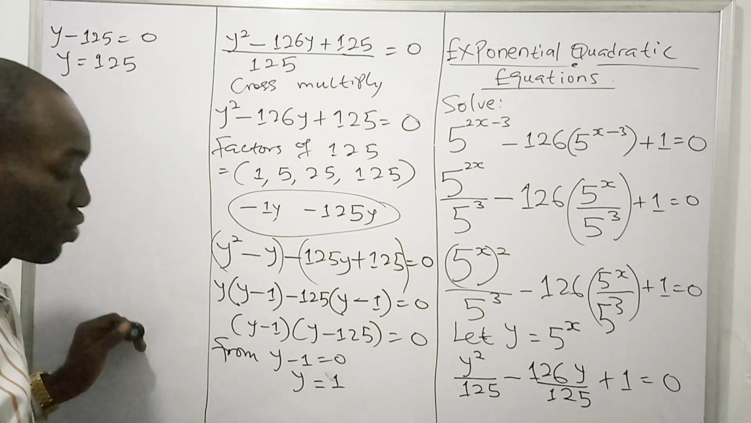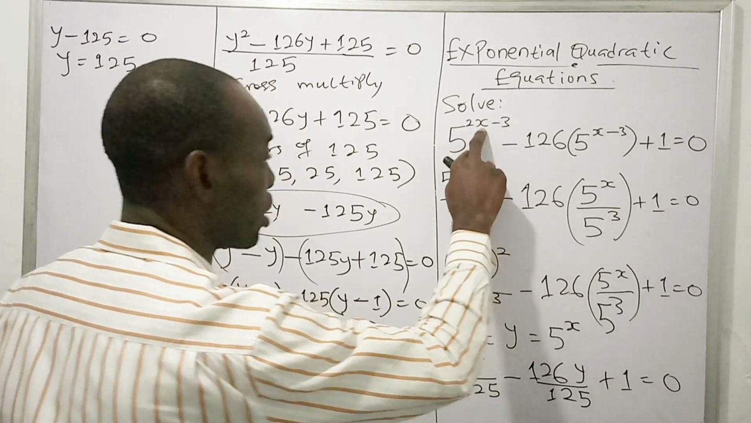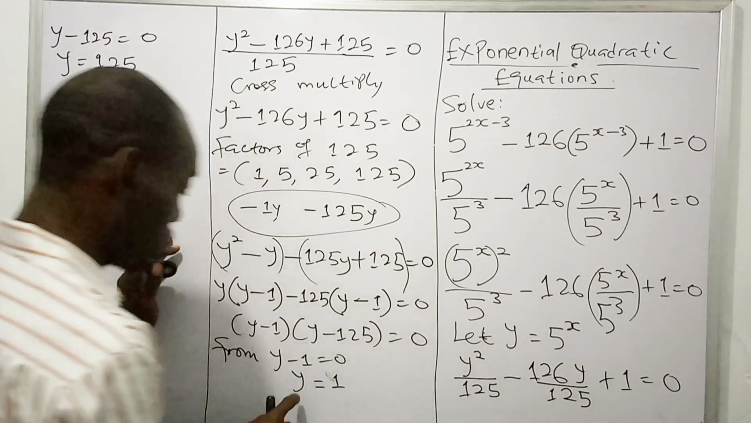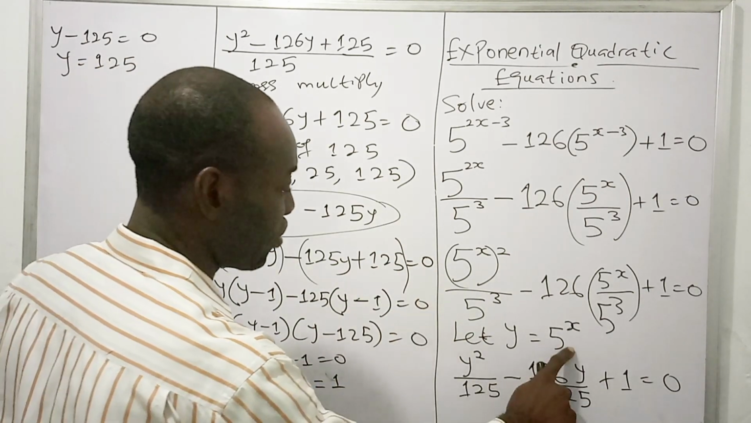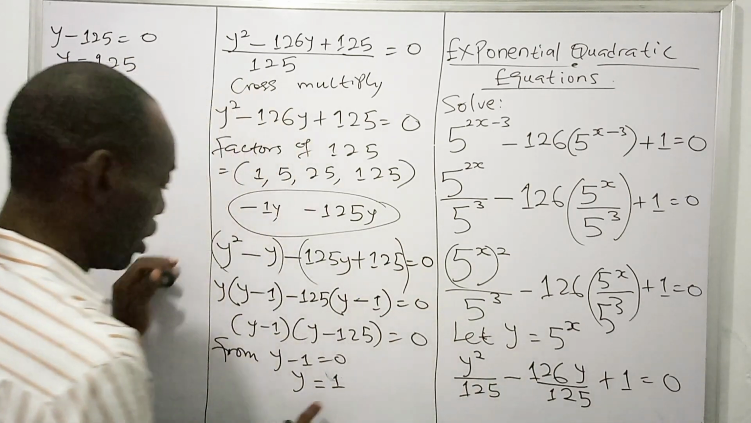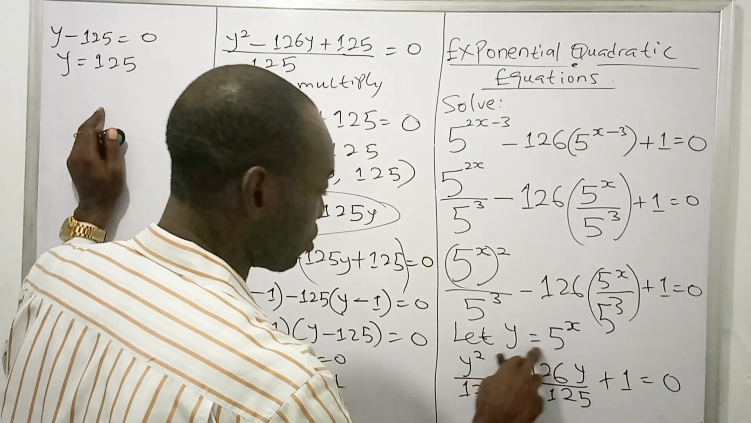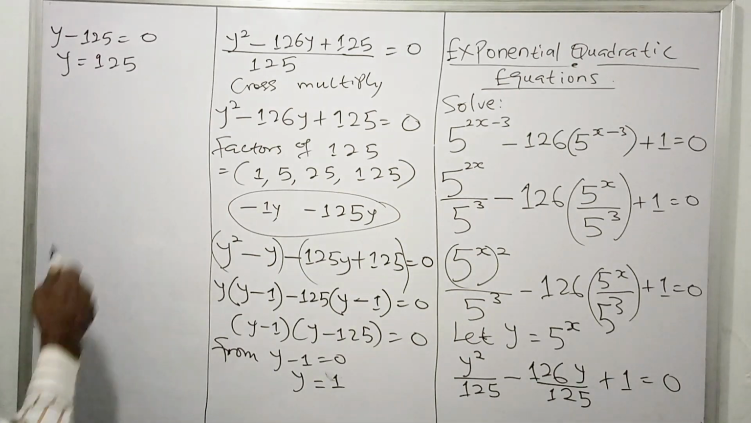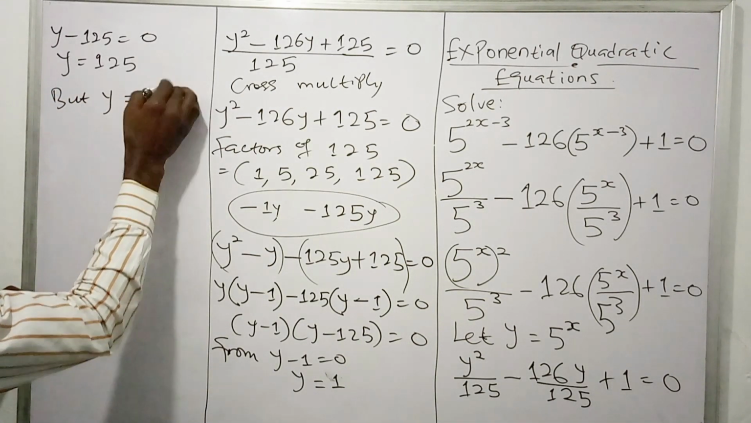But that's not the value of our answer because we are asked to find the value of what? The variable here, the variable x, and not actually y. But recall that we said, let 5 to the power x equals y. Now that we have the two values of y, we can get the corresponding values of x. So recall, y equals to what? 5 raised to the power x.